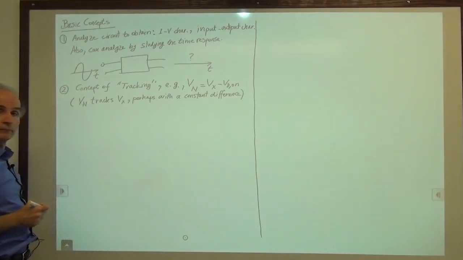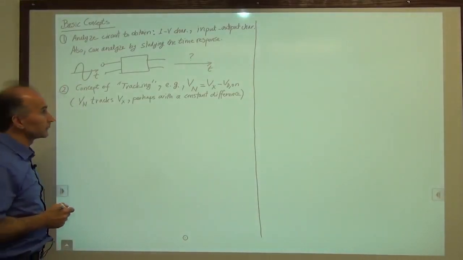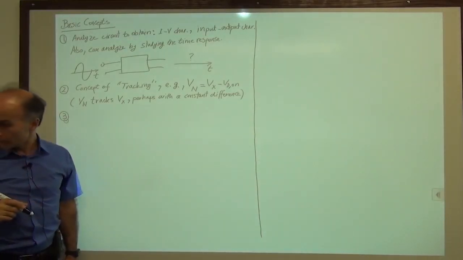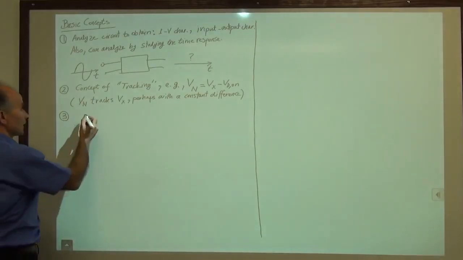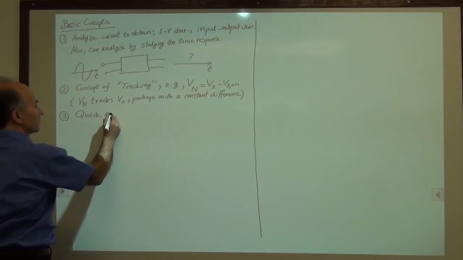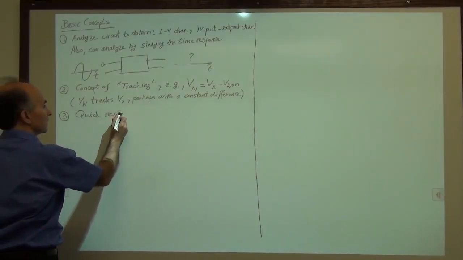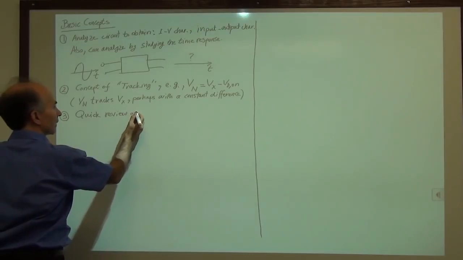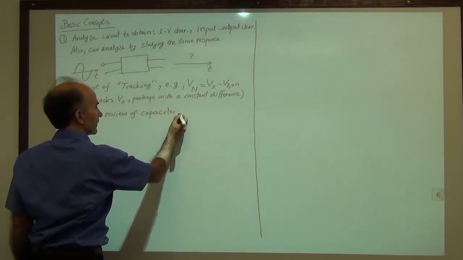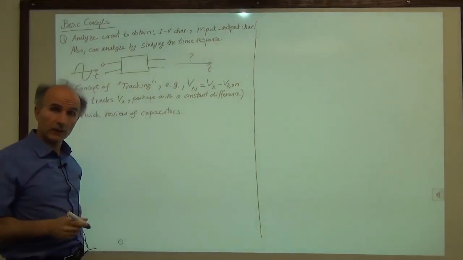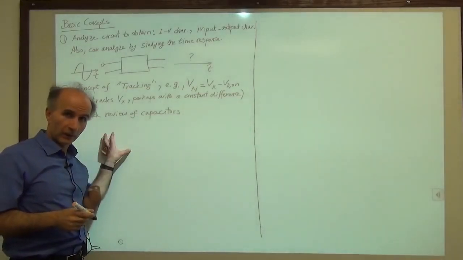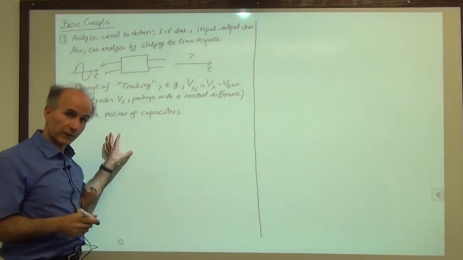All right. So that should be relatively easy. The third basic concept that I would like to mention here is a quick review of capacitors. Again, this is something that you should have seen in basic circuit theory, but students often have difficulty with capacitors, so I thought I'd just quickly tell you what we should remember from those courses.